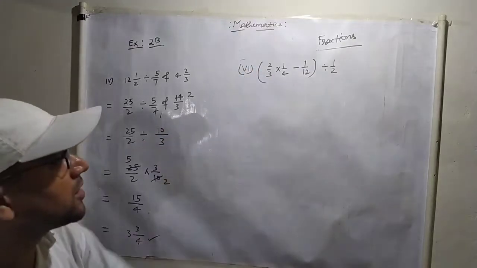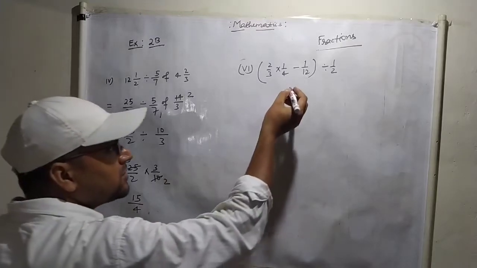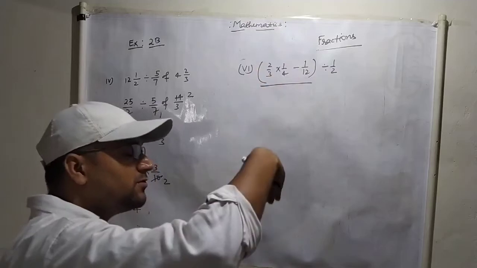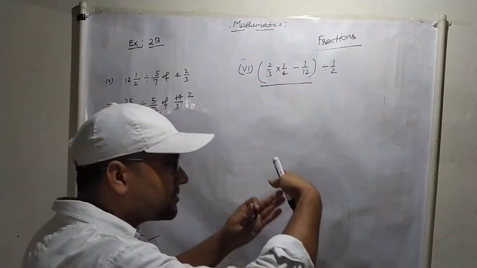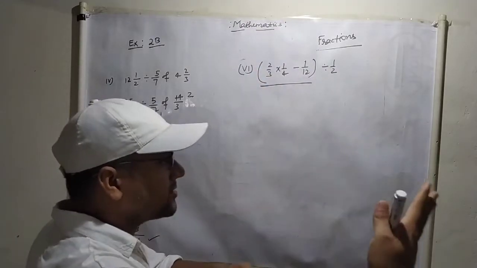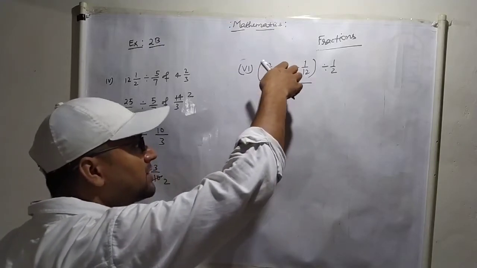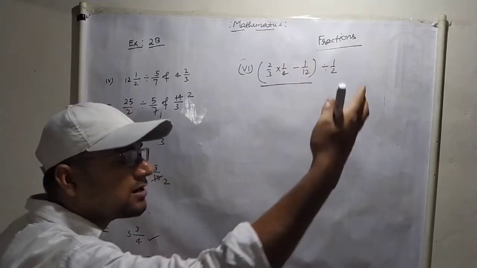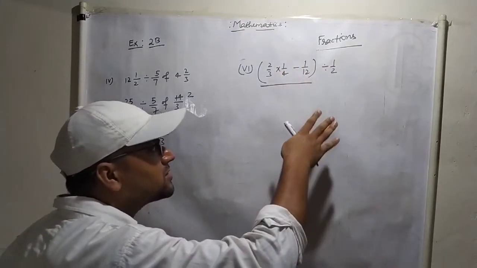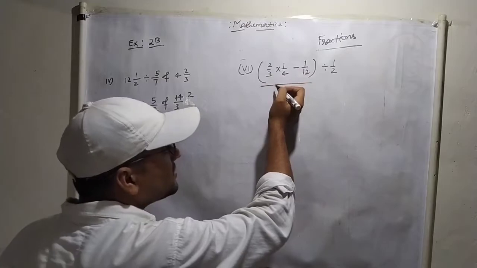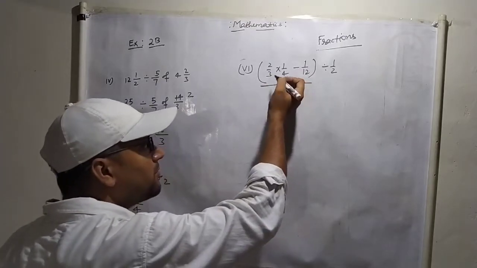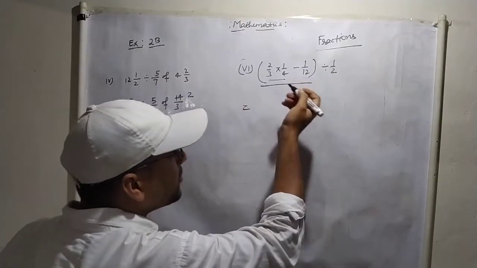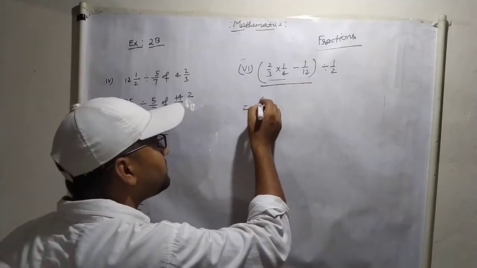Next, I'm going to solve question number 6. In this one, first we solve this bracket. In this bracket, first we use the BODMAS rule: means off, division, multiplication, addition, and in last we do subtraction. But here division is not there, off is not there, so first we solve this multiplication, because improper mixed fraction is not there.